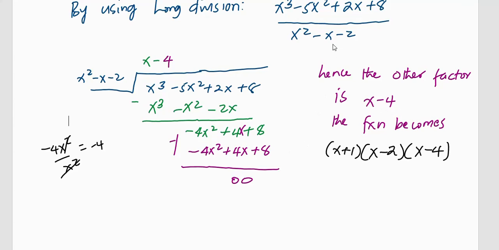Therefore, since I divided this by that and I get remainder 0, it means this x minus 4 is also a factor of this expression. So the other factor is x minus 4, and therefore the function becomes x plus 1 into x minus 2 into x minus 4. If I expand this, I am able to get back to this expression, which is my polynomial in question.